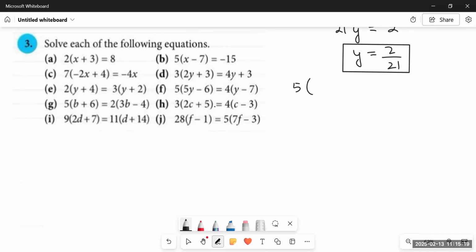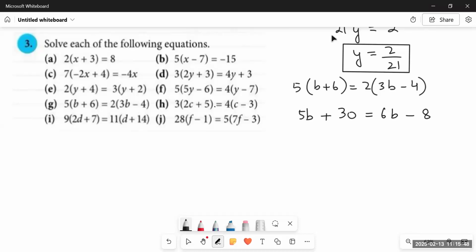5 bracket b plus 6 is equals to 2 bracket 3b minus 4. Every time there is some variation in the question from the previous ones. So 5 into b is equals to 5b plus 5 6s are 30. Now is equals to 2 3s are 6b minus 2 4s are 8. The numbers would be multiplied with the coefficients.